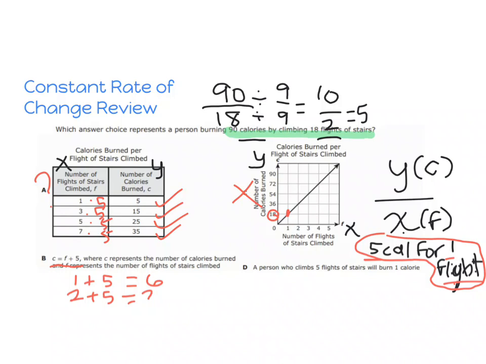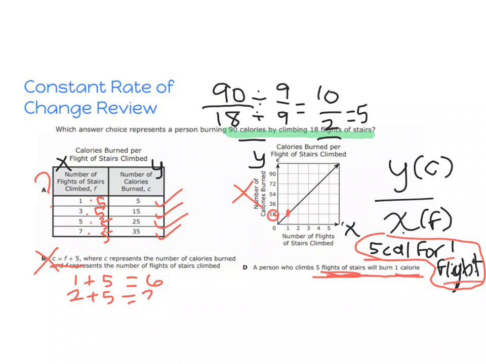If we're doing 90 calories in 18 flights, it's multiplicative. We should be multiplying, not adding. So B's out as well. And then what's wrong with D, you might ask? Well, they have it backwards, right? We said 5 calories. They said 5 flights for 1 calorie.